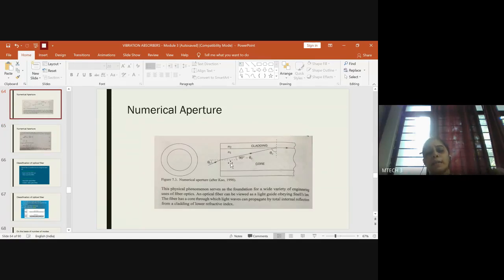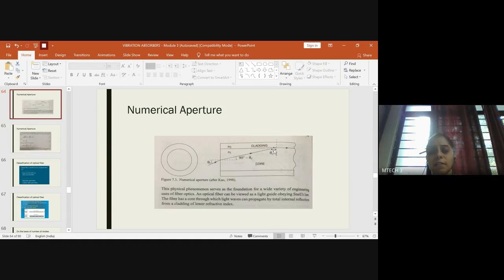Now the question might arise, why is it 90 minus theta C? Because it is incident with a particular angle, this is the incident angle. After reflecting, it touches the layer across the lighter medium. This is the denser medium and this is the lighter medium. The lighter medium is the cladding and the denser medium is the core. Since theta I is not very much less than theta C, it won't get reflected outside. It is almost equal to the critical angle and hence it gets reflected across the surface initially.